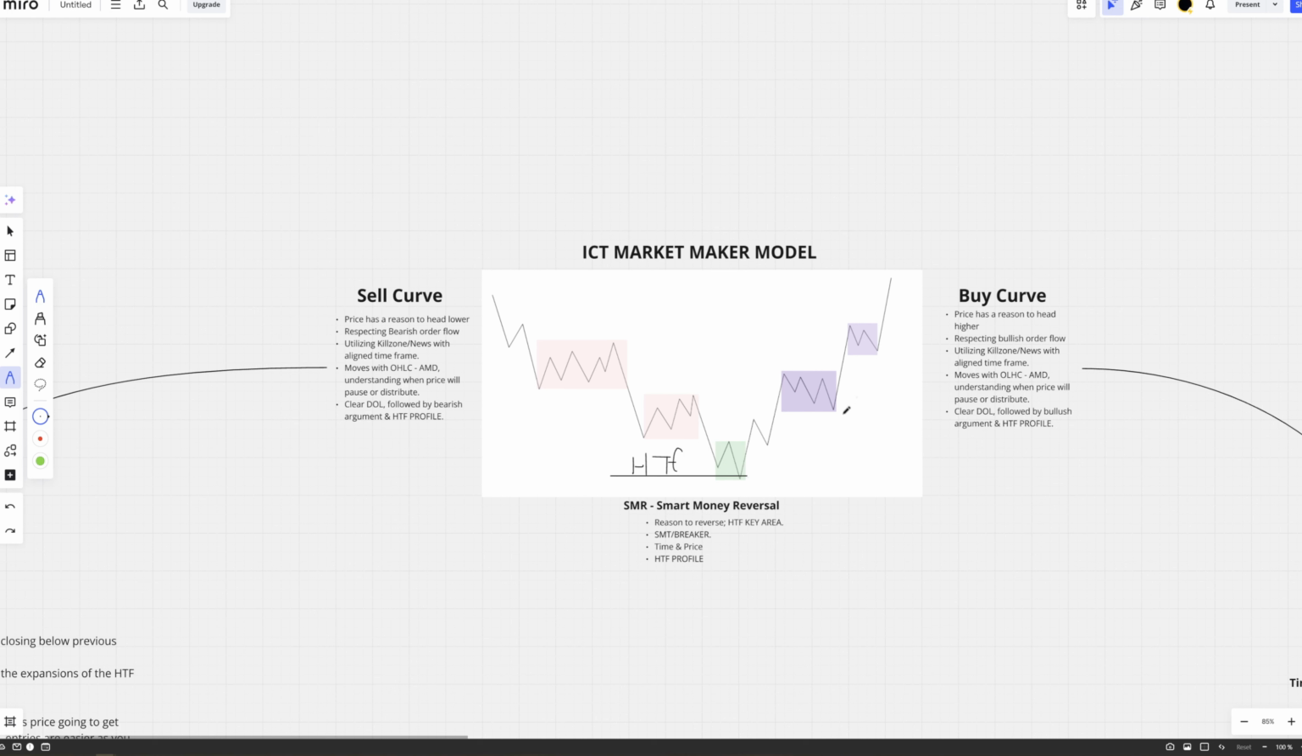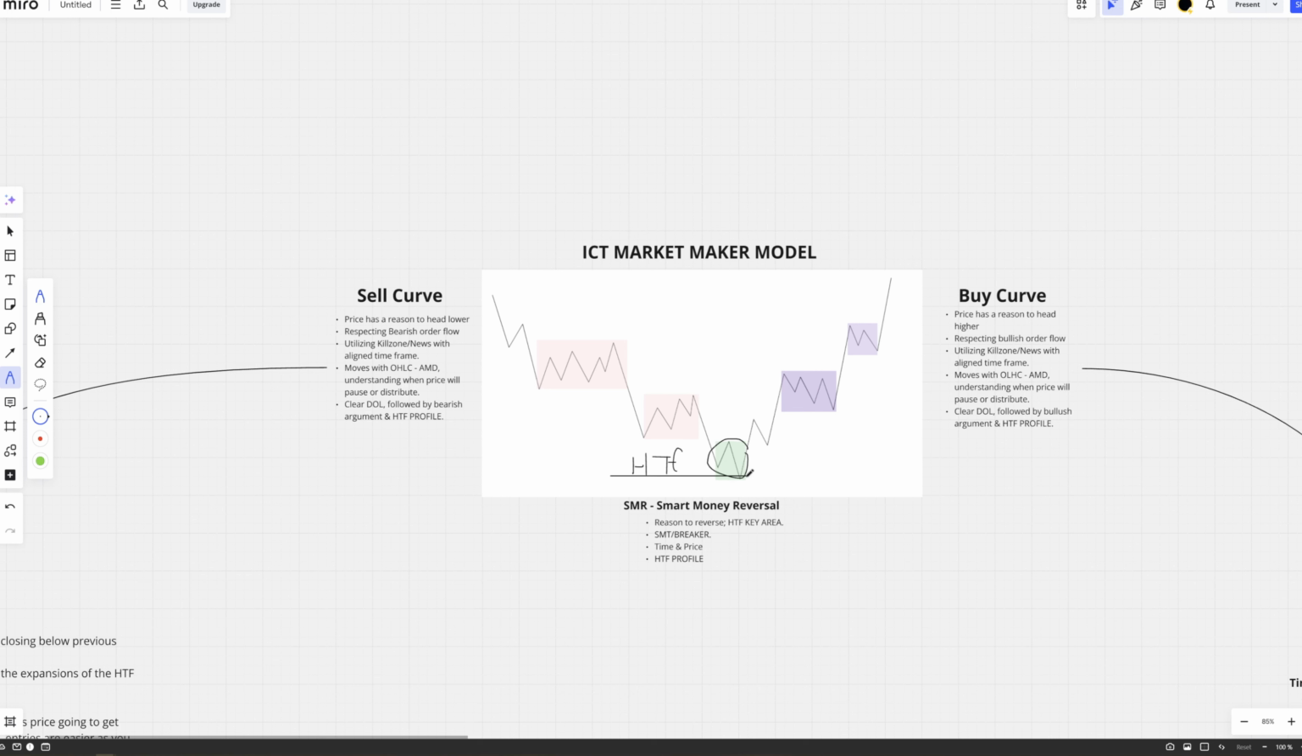Everything here should be a buy curve. Everything should be supporting that price is higher. So we should be reaching this with time and price. We're going to see our usual setups. We're going to see bearish order flow no longer holding, and we're going to see bullish order flow holding.